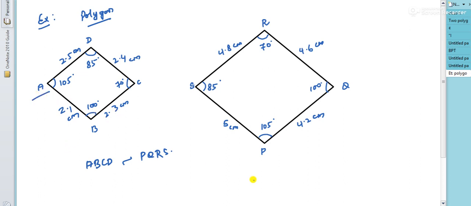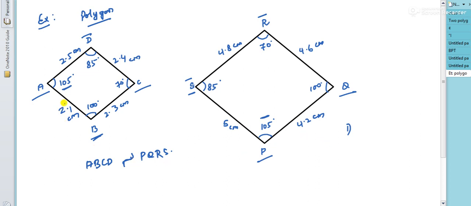If you look at A, what is it? P. You cannot say S corresponds to A. Why? Because angle A is 105 and here angle P is 105. So the corresponding angles must be equal. A and P. What about B, 100? Here Q. C 70, here R 70. D 85, here S 85. So we can say PQRS is similar to this polygon ABCD. The first condition is met, that is, corresponding angles are equal.